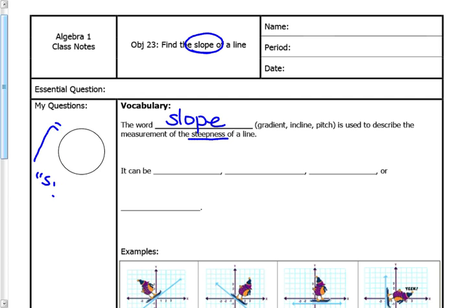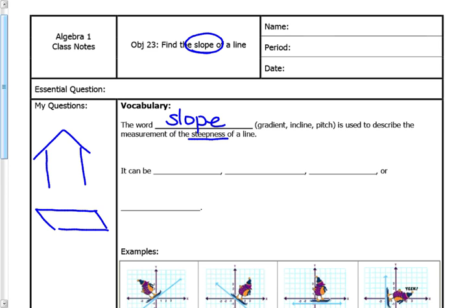We see slope in roofs. If you have the roof of a house, some roofs have really high pitches, right? So they're a really steep pitch of the roof. Other roofs may have some that are not so steep, right? So slope can be found anywhere. We typically see it a lot in buildings or just anywhere in the real world.